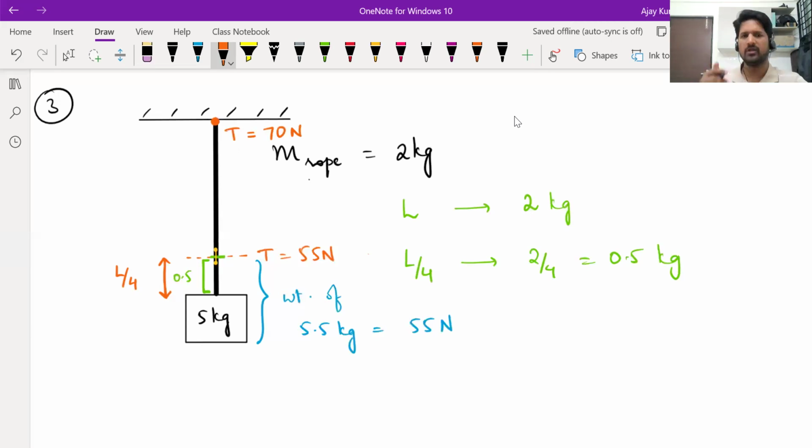So from point to point, the tension varies. And we had discussed this before also. A rope which has mass can have different tensions at different points. A massless rope will have the same tension everywhere. But a rope which has mass can have different tension at different points. Hope this is clear to all of you. Any doubts in this?